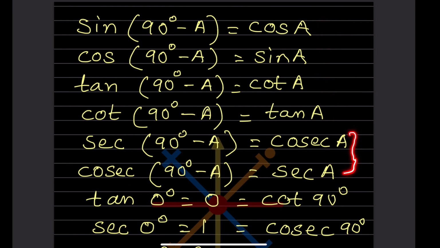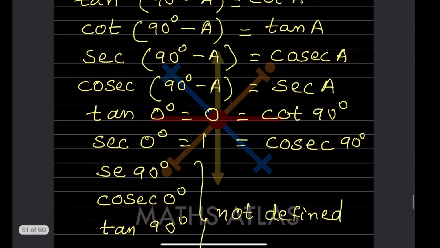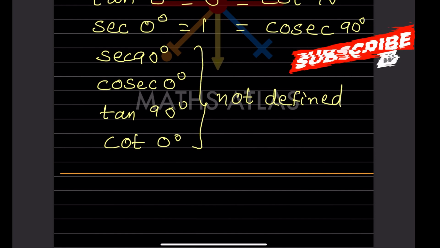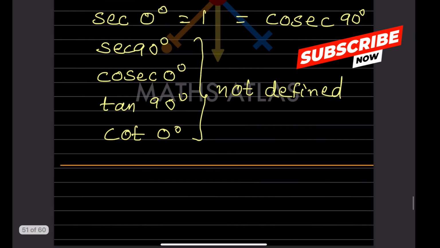So sec is here. Now look at here, tan 0 degree is going to be 0, which is also cot of 90 degree. Sec 0 degree is 1, and that is also cosec of 90 degree. And sec of 90, cosec of 0, tan of 90 and cot of 0, these are not defined.